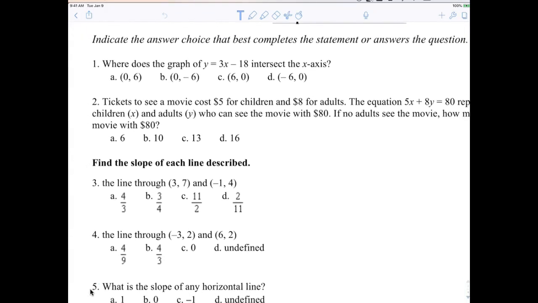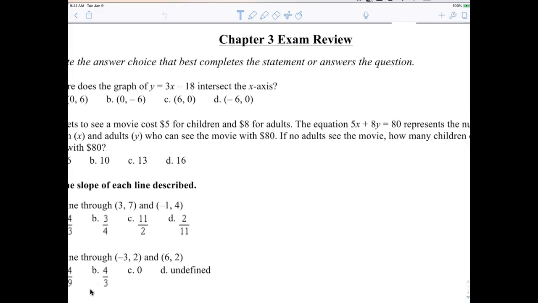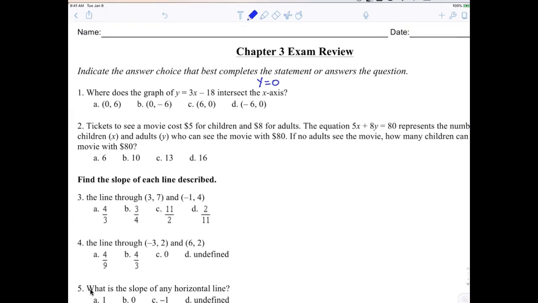Where does the graph of y equals 3x minus 18 intersect the x-axis? Now, if you forgot, when something intersects the x-axis, I want you to put above that, that's when the y is equal to 0. When something intersects the x-axis, the y value is 0. So your equation y equals 3x minus 18 becomes 0 equals 3x minus 18. If you solve that, 18 equals 3x. So x is equal to what? The x value is equal to 6.